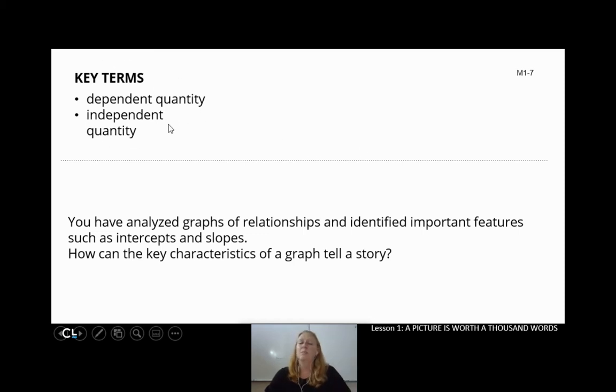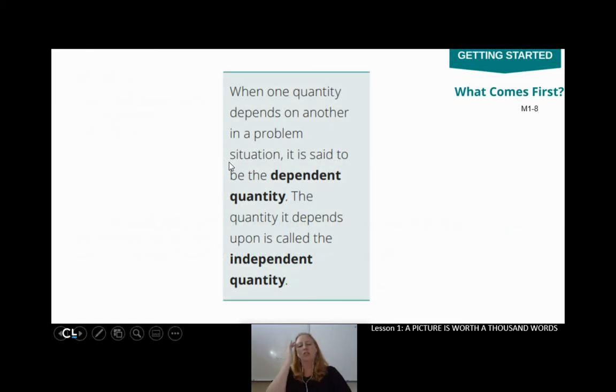But these key terms, dependent and independent quantity, just to remind ourselves: when one quantity depends on another in a problem situation, it's said to be the dependent quantity. The quantity that it depends on is the independent quantity. And if you remember from last time, the independent quantity is always what comes first.